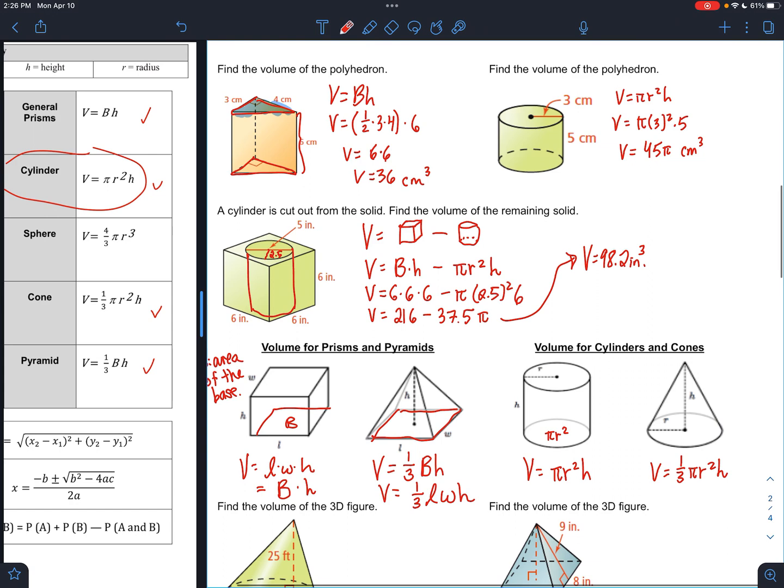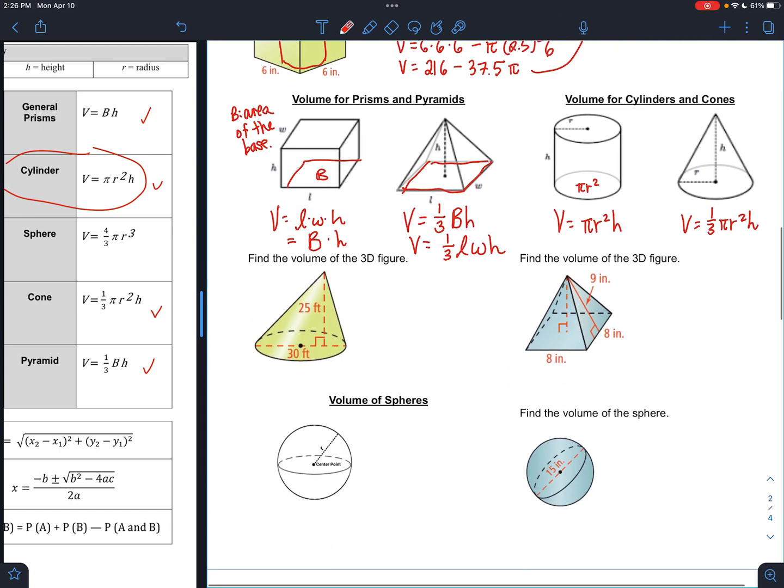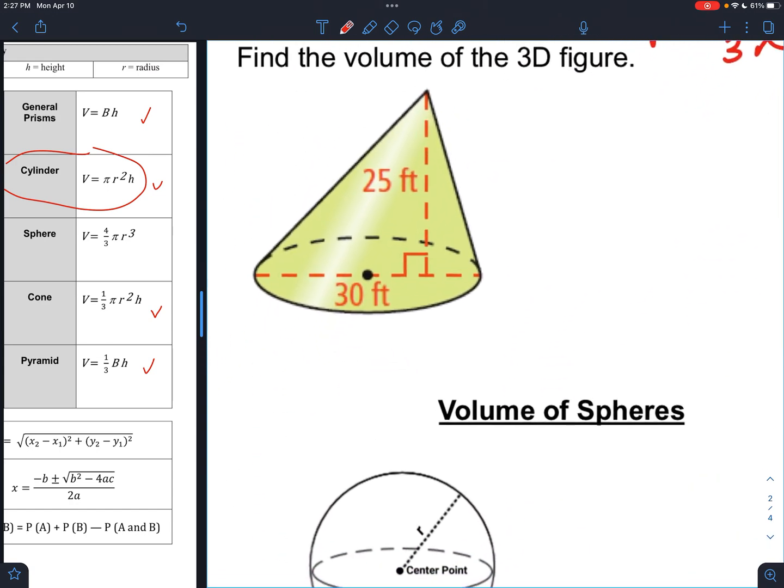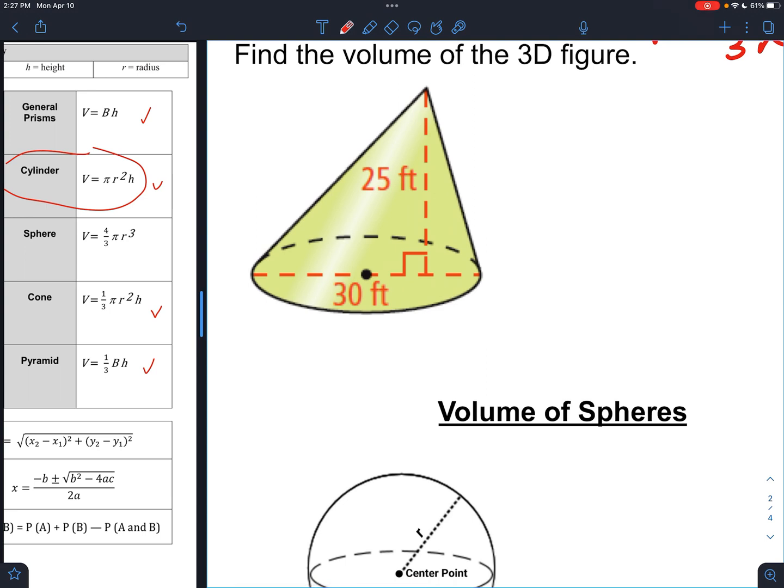Okay? You got the formulas here. Let's just do a couple more. I know it's probably a little longer than I intended, but that's all right. So this is a cone. This is a cone that's been skewed a little bit, but the formula is still the same. A third of a cylinder.